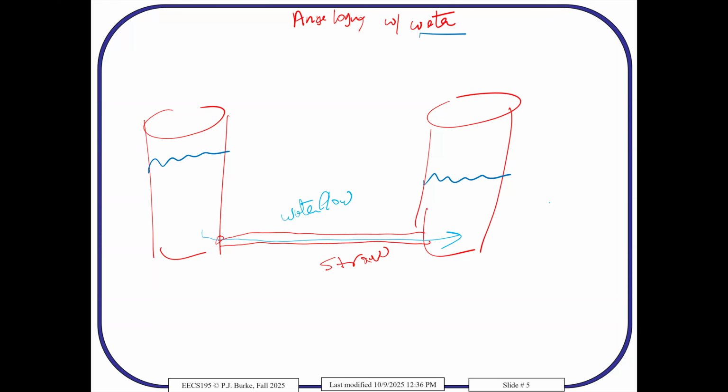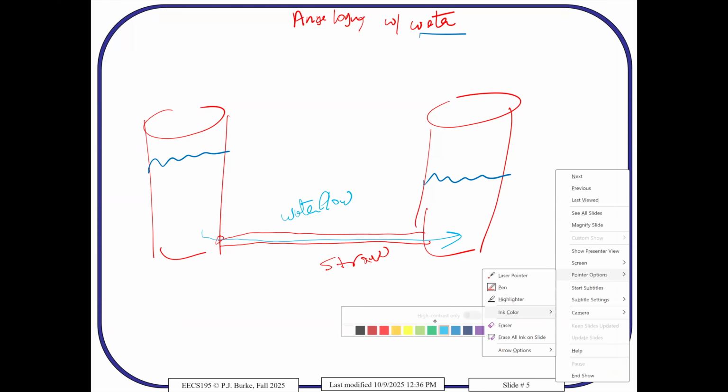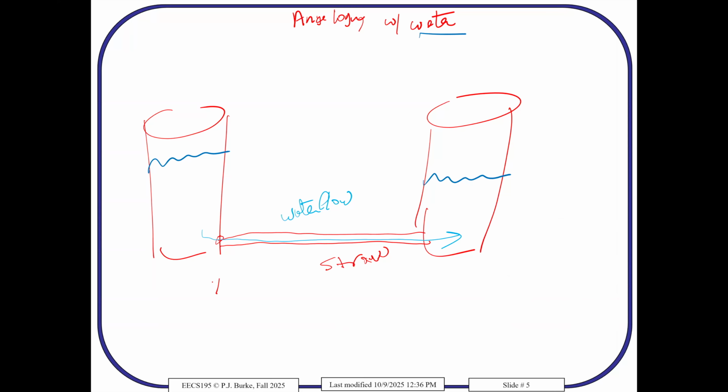So in this analogy, the electrical current is analogous to the flow of water. And the voltage, the change in voltage if you want, is analogous to the change in pressure. So the reason the water flows is that there's more pressure on the water in the left side of the straw than the right side because there's more water on top of it. So the absolute height of the two waters doesn't matter. It's the difference in the heights of the waters that determines how much current flows or water flows.